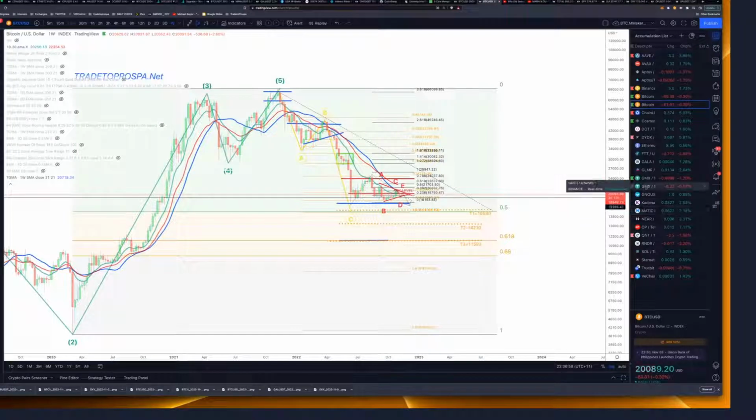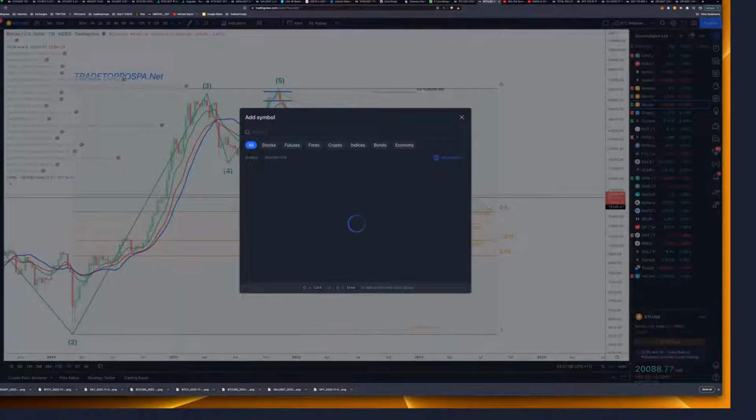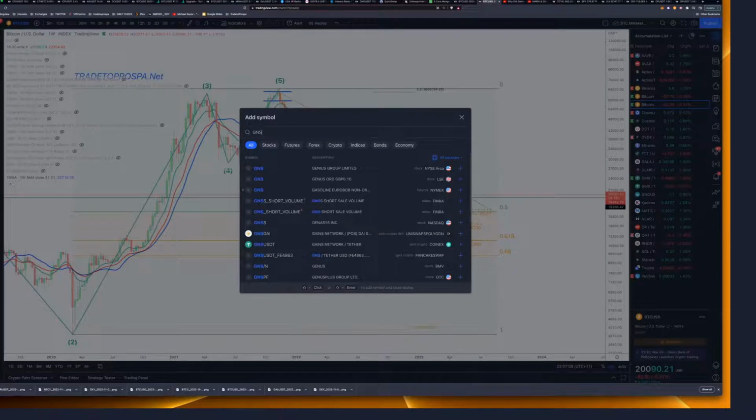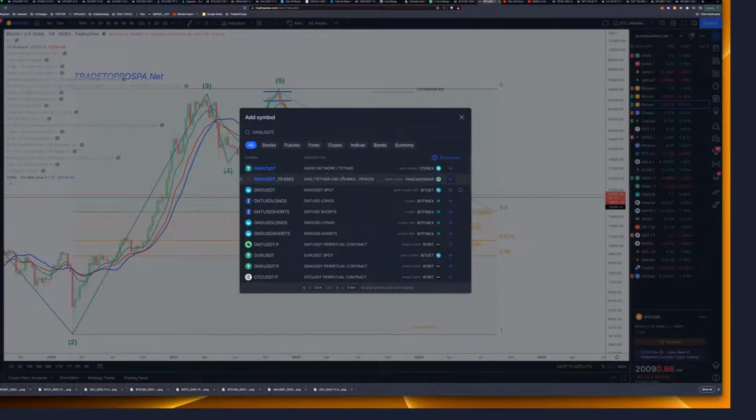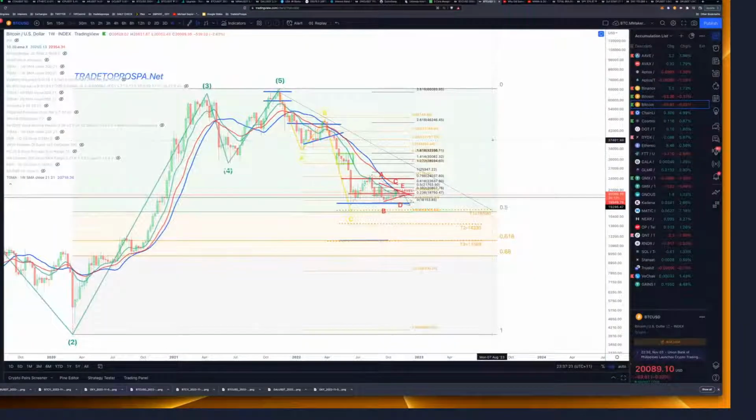Those are the ones. GMX I'm interested in. GNS, I've got to find where GNS is here. Let's just add GNS there. That's missing. Definitely, but it's hard to buy. That's the only place you've got to buy it from. Quickswap, I think it is. Cardano, I'm interested in that as well.